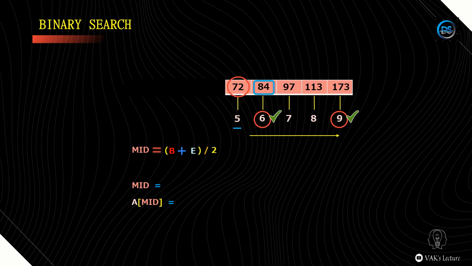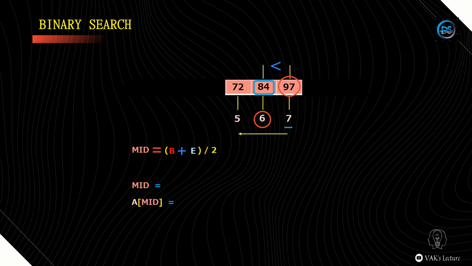Here 6 is the beginning and 9 is the end. So the mid will be 6 plus 9 by 2, that is 15 by 2. That means 7.5, so we will take its floor value. So the new mid will be 7. Does the value inside the mid match our search element? It doesn't. Since it doesn't match, we will make another new list and repeat the same steps. Here our search element is smaller than the mid element. Since it is smaller, we will go to the left of the mid. That means we will go to mid minus 1.